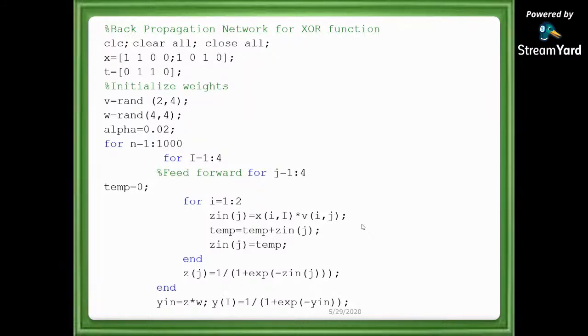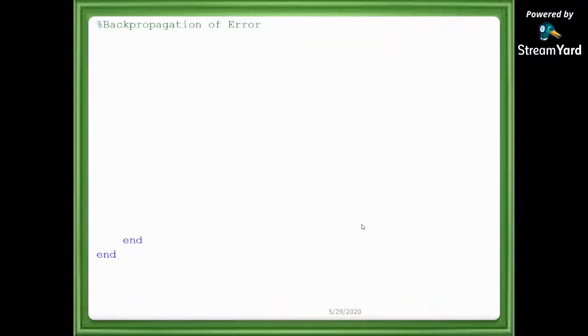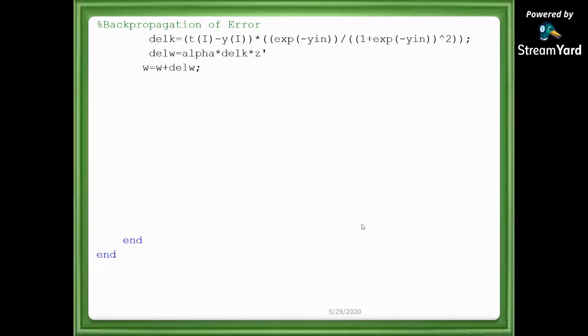This Zj will act as input for my next layer. I'm talking about the conventional BPN. Right? This Zj is the input for my next layer. So that layer's net value is Yin equal to Z into W. And from that net value, I can calculate Y, which is the output of my output layer. Simple mathematical steps. So now we go for calculating my error. My error is T minus Y.